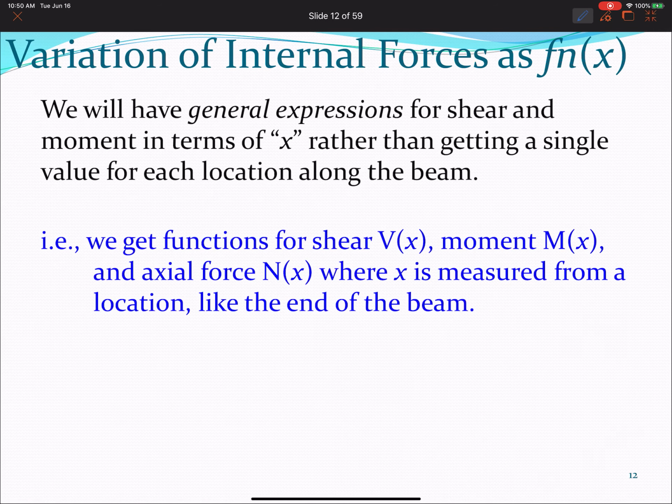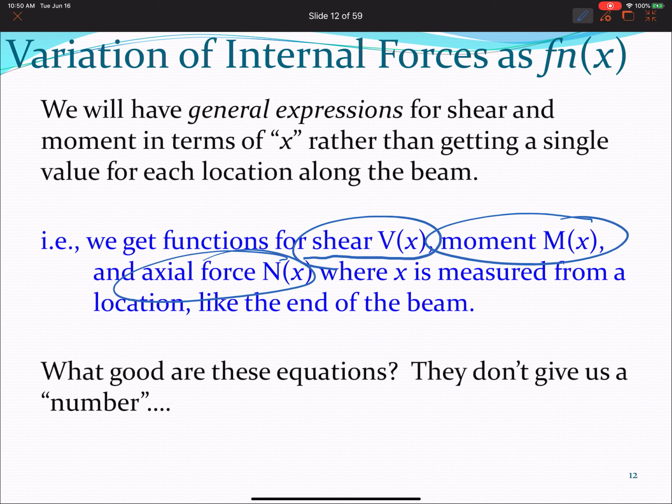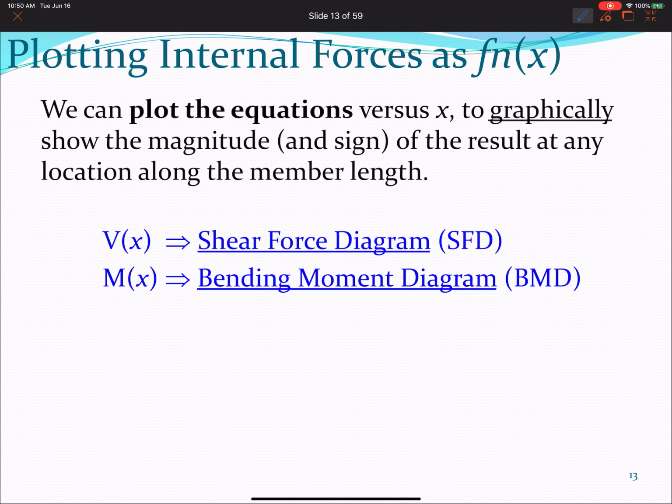Right. So I just got functions for shear, for moment, and for axial force, right? And the x is measured from the origin to the point in which the load changes, and so on and so forth. So what good are these equations, you may be asking? They don't give us a number. Well, they don't give us a number, but we can use them to plot the equations.